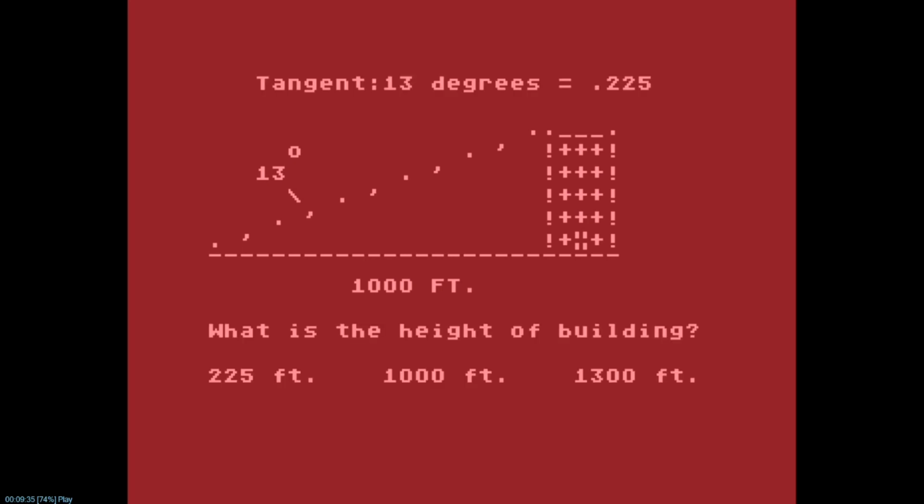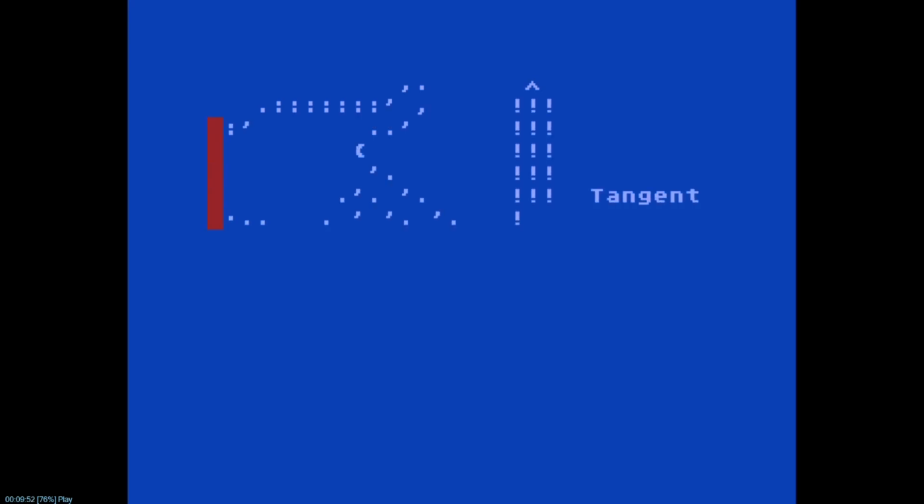The tangent of 13 degrees is 0.225. What is the height of a building which is 1,000 feet away when observed to have an elevation angle of 13 degrees? Yes, and if you know the building was 225 feet high, you could find the point 1,000 feet away by moving out until the elevation angle is 13 degrees.